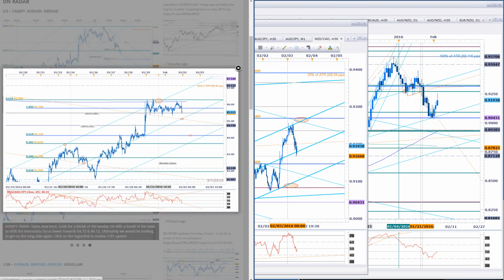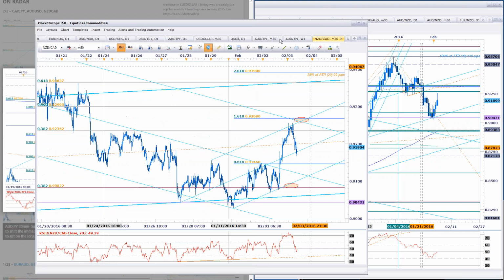Remember this chart from Sunday? We were looking for the opening range break. Initial break would have targeted the opening range low. The 2015 low day close came in at 84.72, and that 618 extension at 84.12. More importantly was this 38.2 at 83.63, and that's sort of the big pivot in price, as it were, for the Aussie Yen.